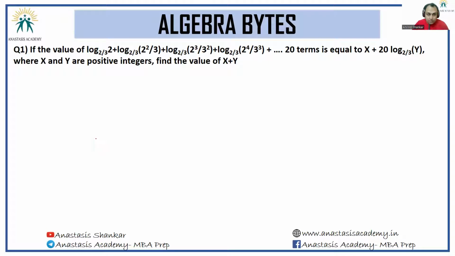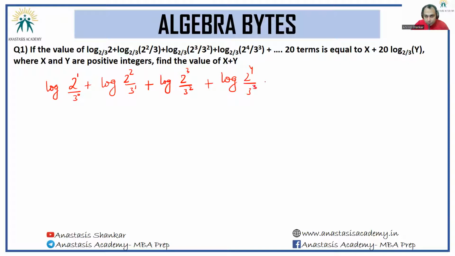Okay. First thing we need to do is write all of it down. Log 2 plus log 2 square by 3 raised to the power 1. So I can write here 3 raised to the power 0 and 2 raised to the power 1, plus log of 2 cube by 3 square, plus log of 2 raised to the power 4 by 3 cube, and so on up until the 20th term. The 20th term itself would be log 2 raised to the power 20 by 3 raised to the power 19.